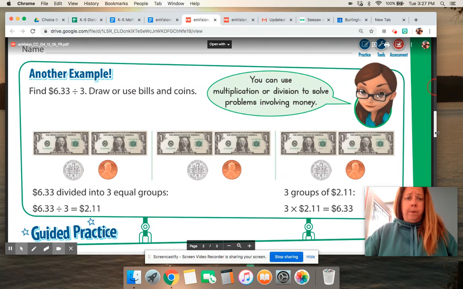And then another example, there's an example of some money and how you can divide. So we have $633 divided by 3. You can see how we made 3 different groups, just like you would use with whole numbers. So you can use the same thing with money.